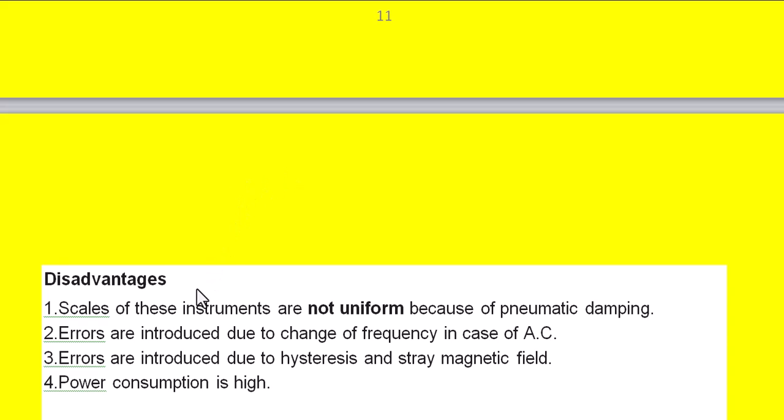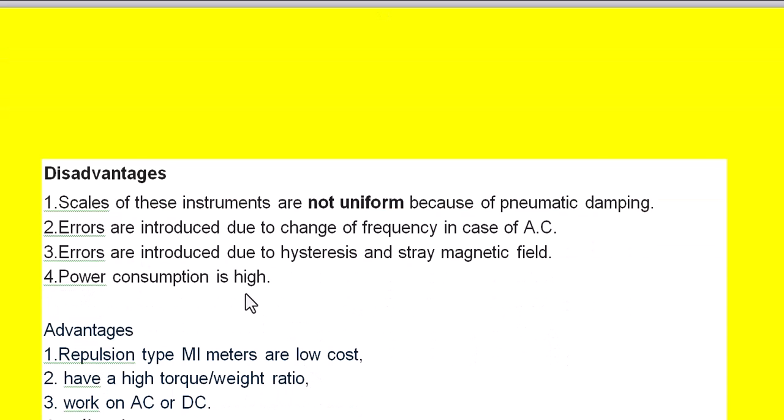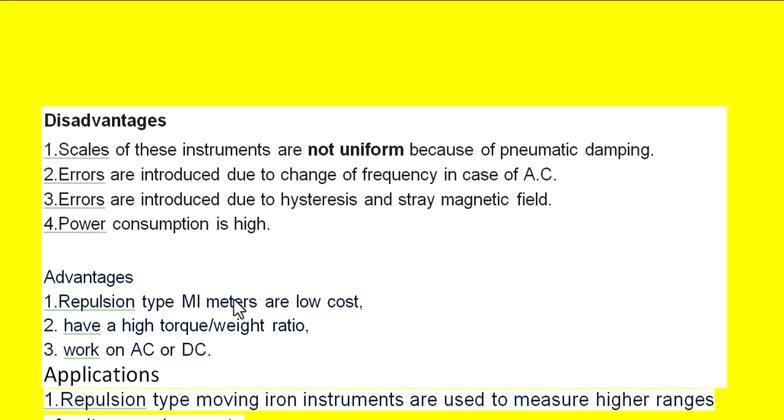So what are the disadvantages with these meters? Their scale is non-uniform, which we already observed, and errors are introduced due to the change in frequency of the AC supply. Similarly, there are errors due to hysteresis and stray magnetic fields, and the power consumption is also high in these instruments.